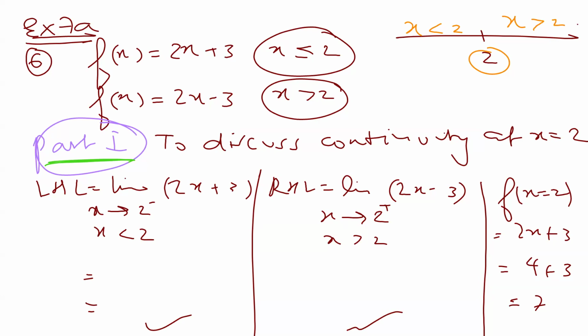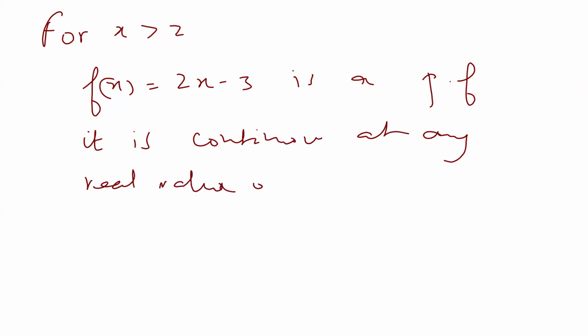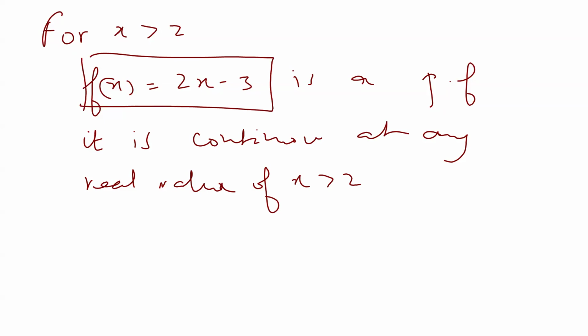Part 2, we'll check over here. For x greater than 2, the function of x is 2x minus 3. So this is a polynomial function, so it is definitely continuous at any real value of x greater than 2. It is continuous at 3, it is continuous at 2.1, 2.2, 2.3, 4, 5, whatever. Let x be any real value more than 2, because the function is same. It is not changing.